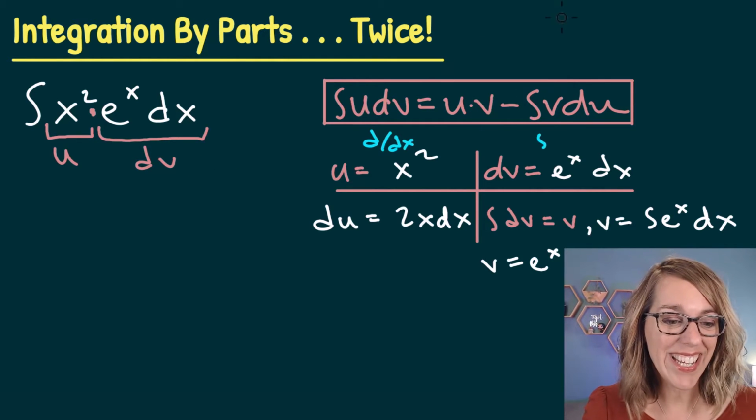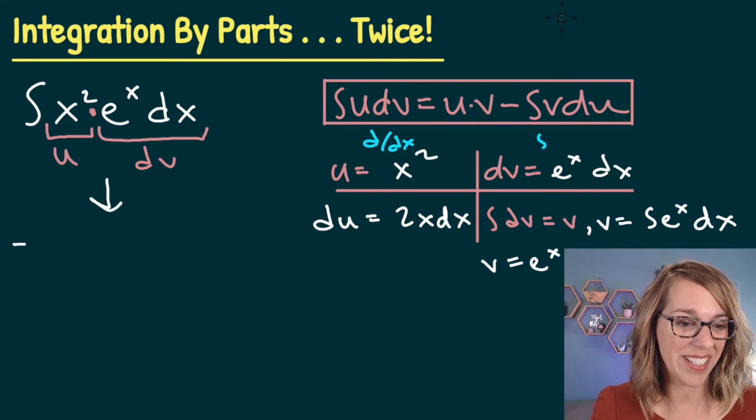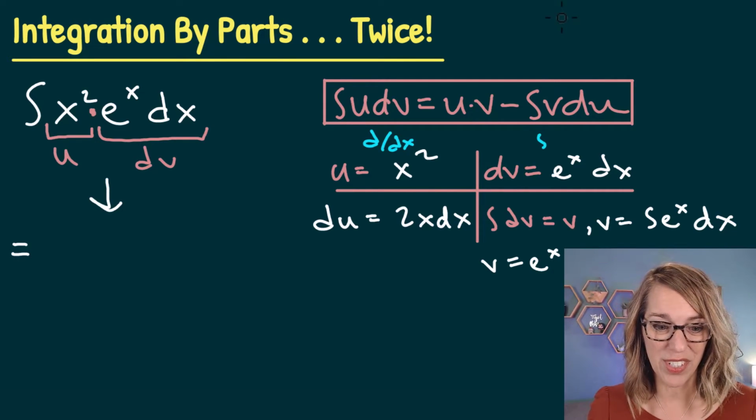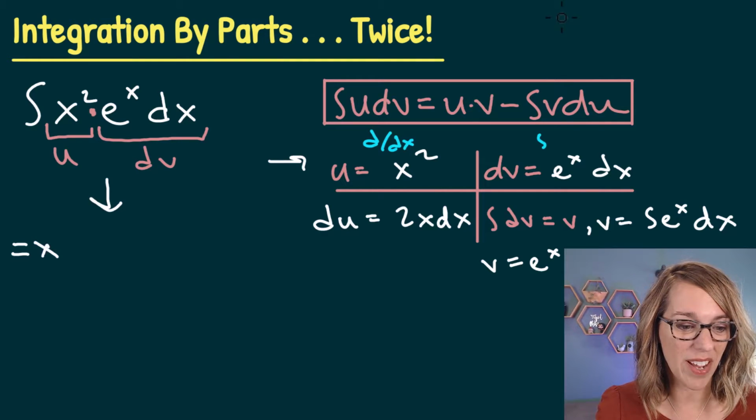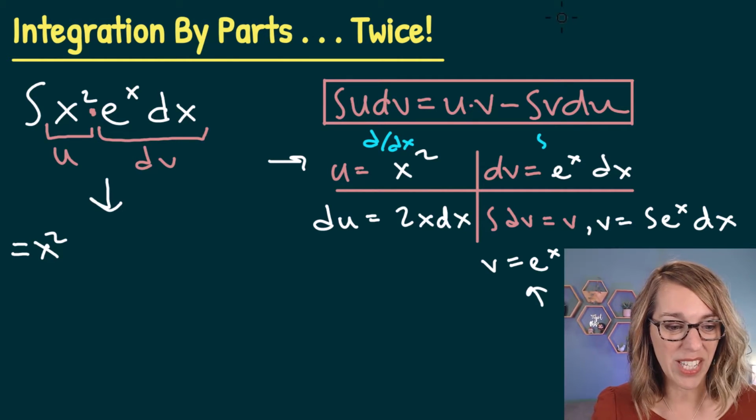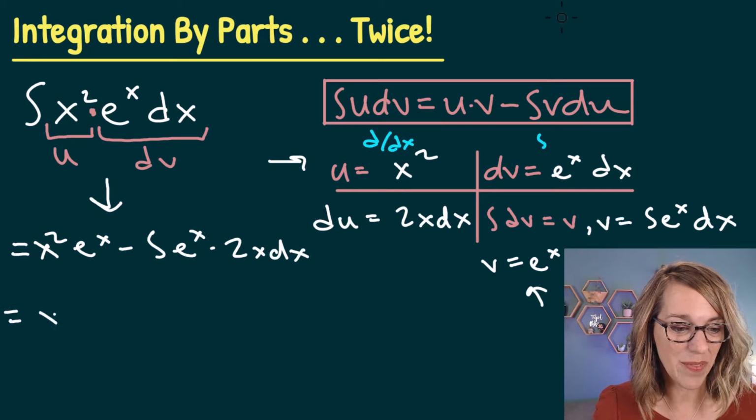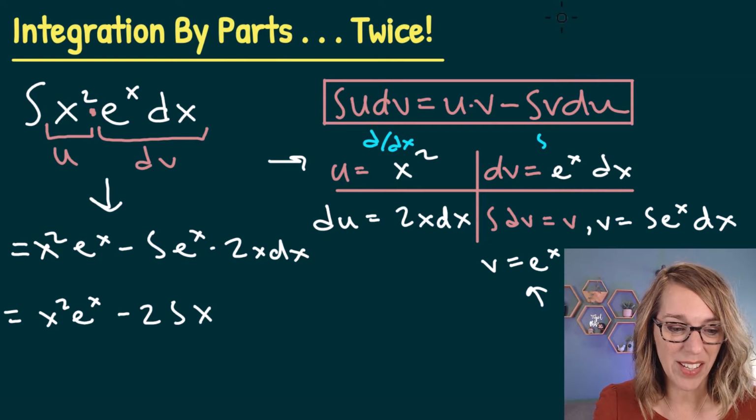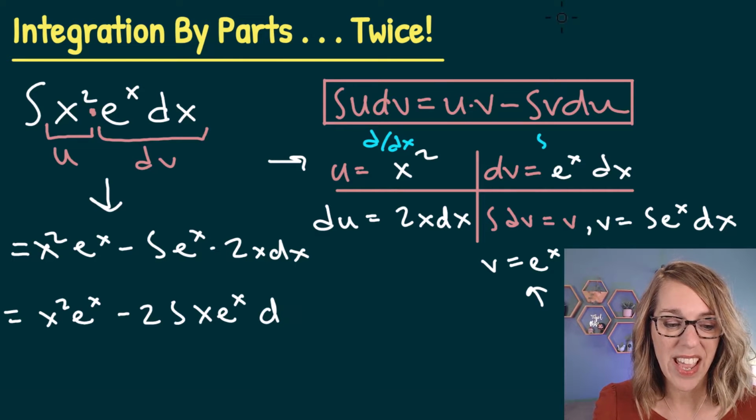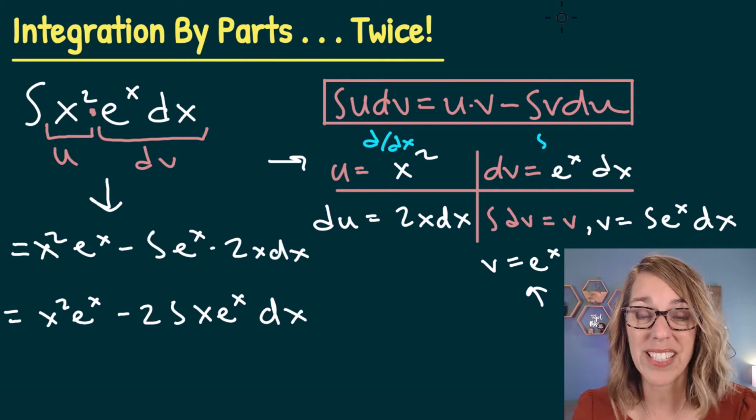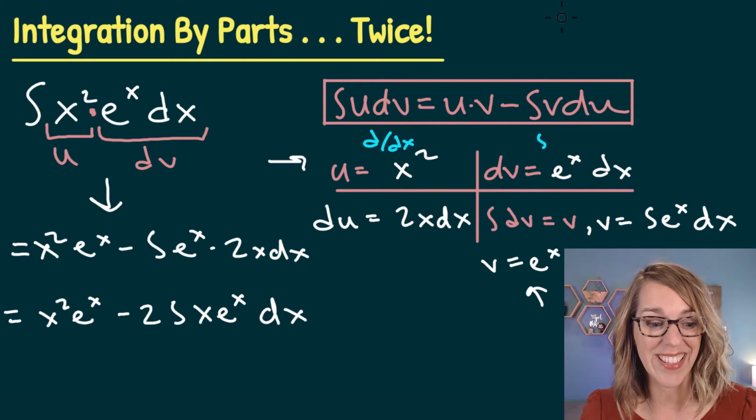Now I've got all the pieces that I need. Let's go ahead and apply integration by parts. So I'm going to take my u times v first. U is x squared, so I've got x squared times v, which is e to the x, minus the integral of v, which is e to the x, du, which is 2x dx. Okay, so simplifying this, I can see that I am not there yet. I can take the 2 out in front, and then inside the integral, I'm going to write the x first, followed by the e to the x, and then a dx. There is a plus c floating around here. I'm going to go ahead and write it in the end.